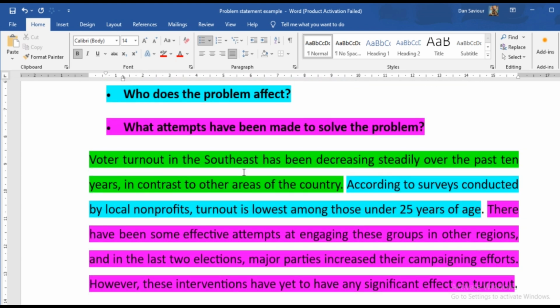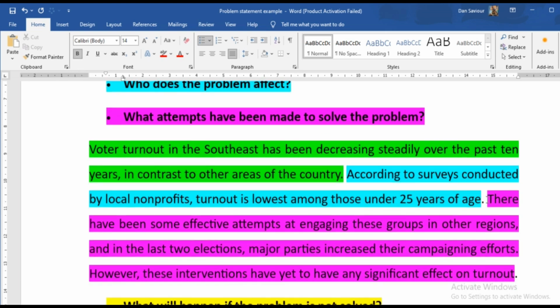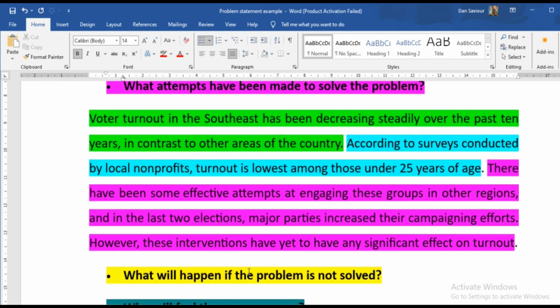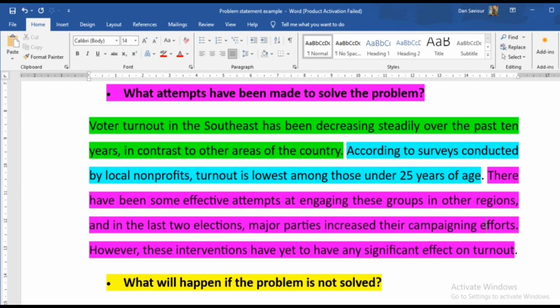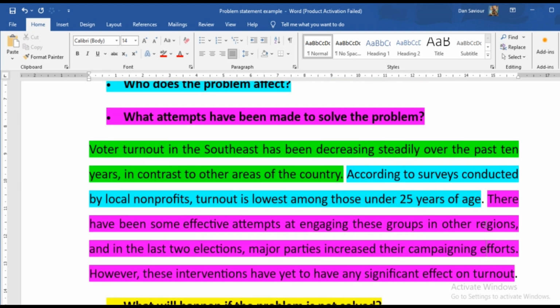Now the next one is what attempts have been made to solve the problem. Now look at the attempts. I was reading here. I said there have been some effective attempts at engaging these groups in other regions, and in the last two elections, major parties increased their campaigning efforts. However, this intervention has yet to have any significant effect on the turnout, right? So you found out that there's still a gap here. The solutions have not yet been provided.